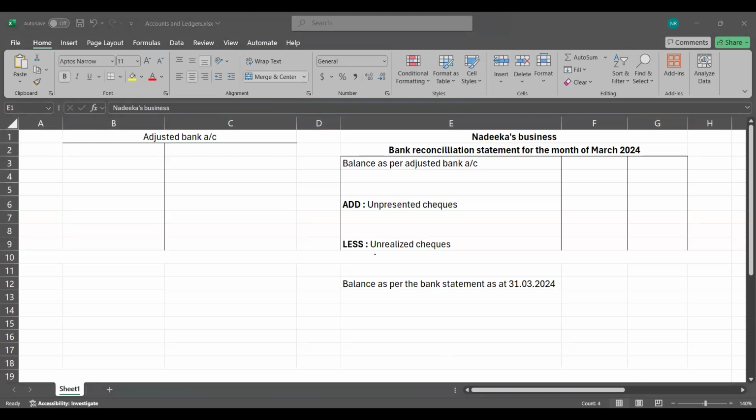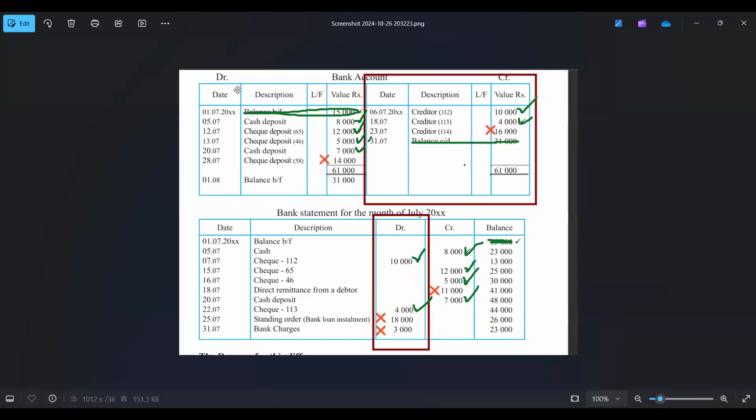Let me explain what things you should record and where. Whatever is in your bank account, and do remember you can keep a note somewhere, which is not recorded in your bank statement will be an unrealized check or unpresented check, which you have to write in the bank reconciliation statement. So the 14,000 and this 16,000 will be written in the bank reconciliation statement and not in the adjusted bank account. Remember that. The mistakes that you find, whatever you have marked in your bank account, will be written in your bank reconciliation statement. So it can be an unpresented or unrealized check.